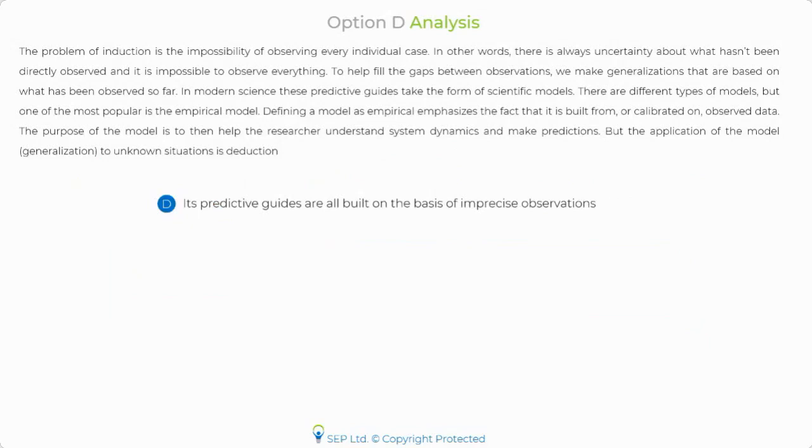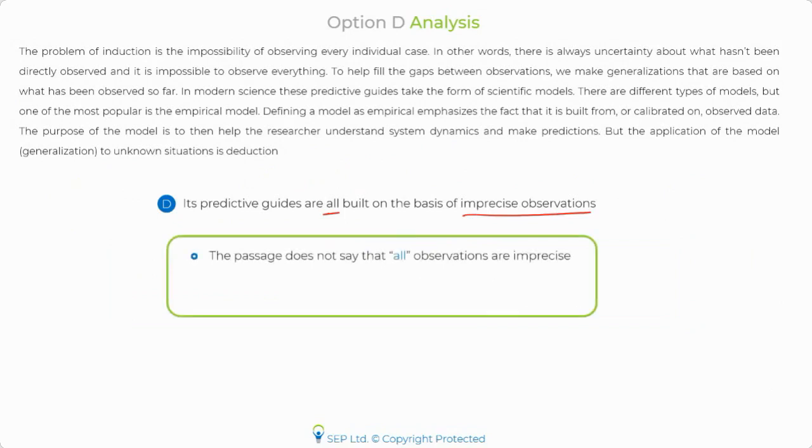Its predictive guides are all built on the basis of imprecise observation. Wrong. The passage does not say that all observations are imprecise. Perhaps the observations that are made on the basis of generalization, they could be imprecise. But what about the individual cases? Can we say with certainty they are all imprecise? We can't. So this is a distortion.